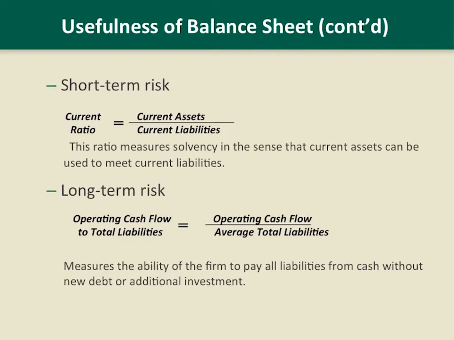For the long-term risk, we could, for example, calculate the operating cash flows to total liabilities ratio. It tells us the ability of the company to pay all liabilities from cash without new debts or additional investments.